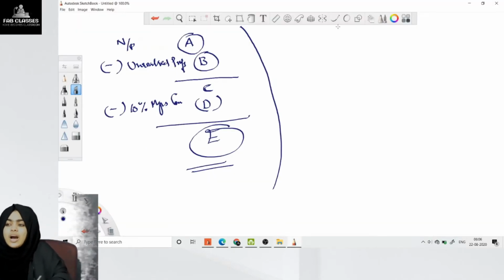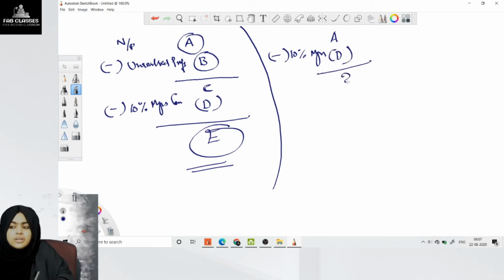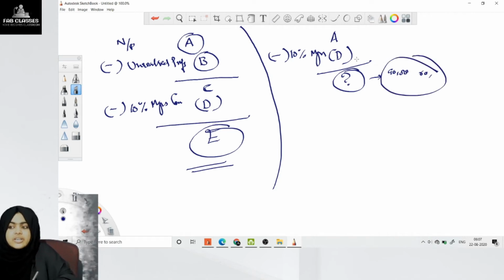That means out of this A, what they have done is directly charged the 10% manager's commission D here and reached the value. This value is given in the question, 90,000, 60,000, something like that. So we know that this is a wrong method. First we had to subtract B, that means the unrealized profit, from this, and only after getting the result we should have subtracted this D. But what they did is directly subtract the 10% manager's commission, and this is the wrong method.